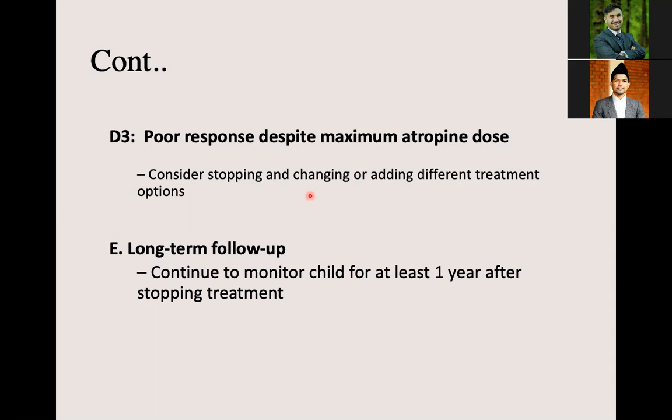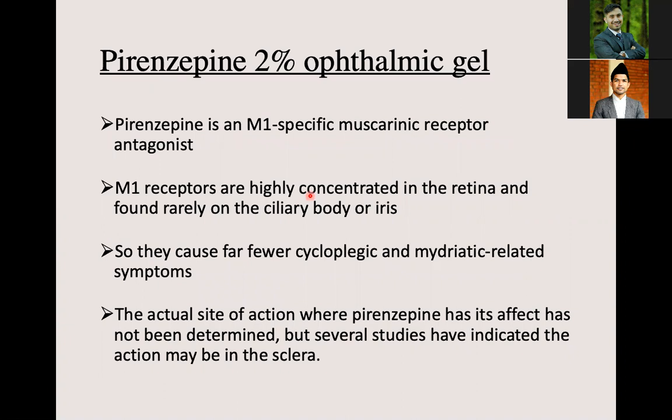Another one is pirenzepine 2% ophthalmic gel. This is also widely used in foreign countries for myopia control. Pirenzepine is an M1-specific muscarinic receptor antagonist. M1 receptors are highly concentrated in the retina and found rarely on the ciliary body or iris, so they cause fewer cycloplegic and mydriatic related symptoms.